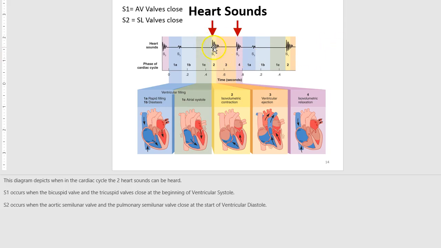So sound 1 is closure of the AV valves when the ventricles enter systole. So right at this isovolumetric contraction, the AV valves close. That's sound 1. Then after ejection and the ventricle goes into relaxation or diastole, those semilunar valves close. So that's when S2 happens right here, S2. So S1, when the ventricles begin contracting, S2, when the ventricles begin relaxing.